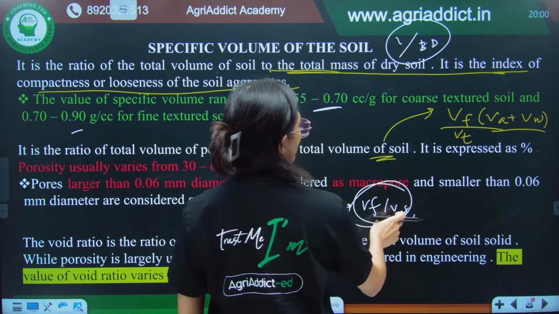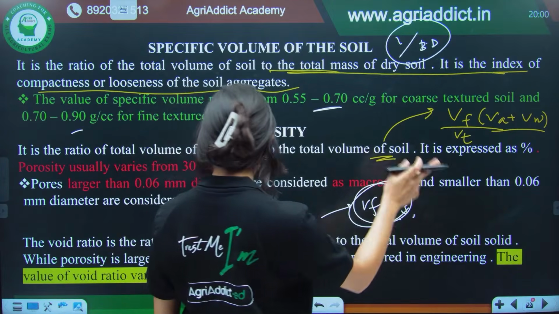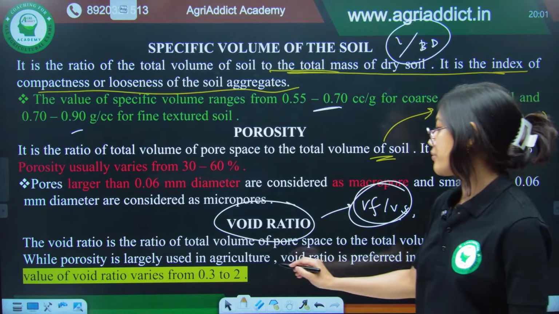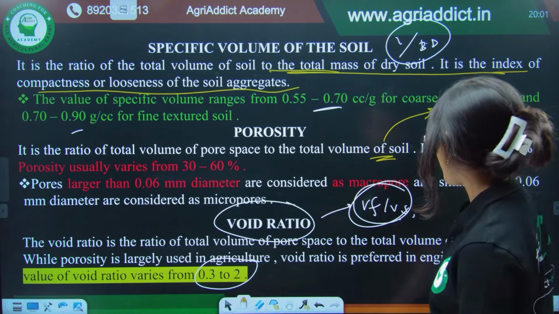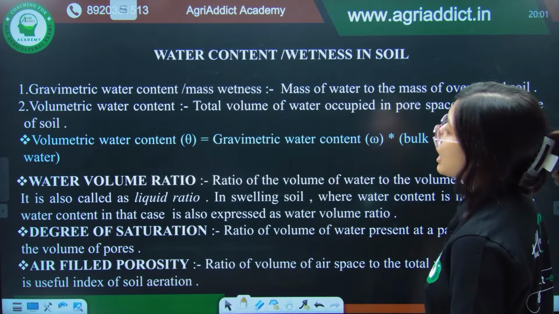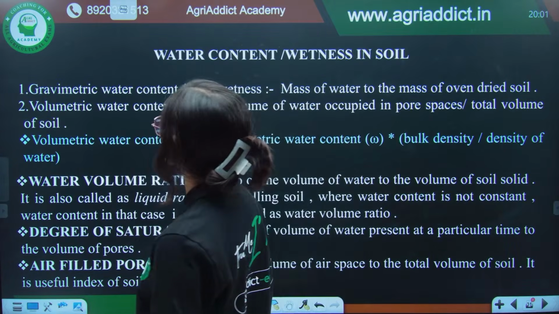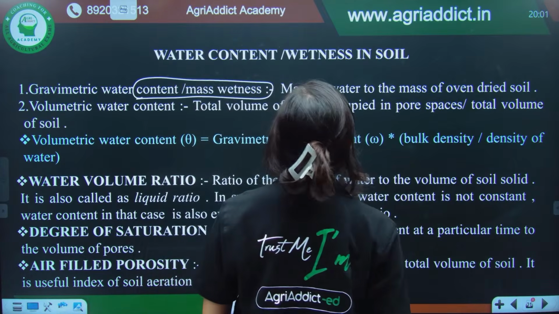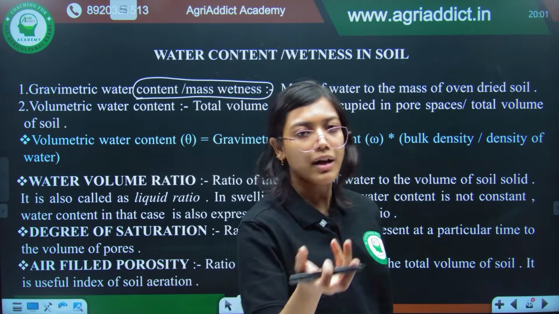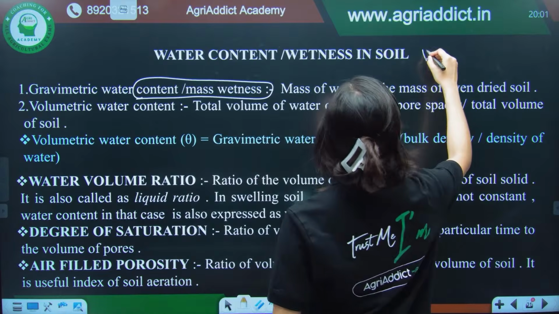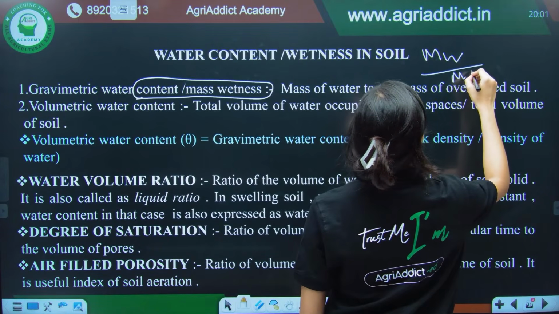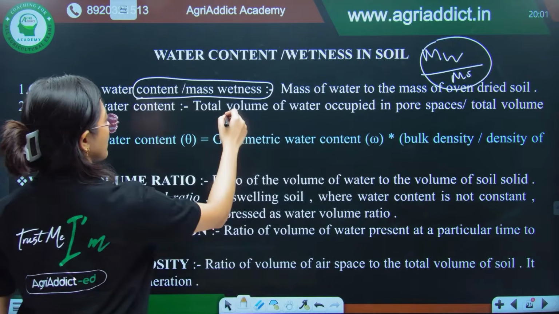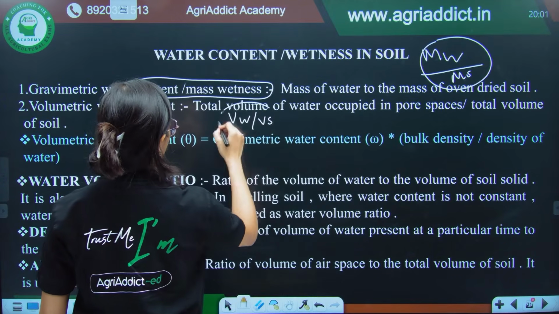Here we are considering solid, and in case of porosity we had considered the total volume of soil. It is more important from an agricultural point of view, and it varies from 0.3 to 2. Now, this is the water content and the soil wetness. So, we will have gravimetric water content or mass wetness of our soil. Whenever we are calculating the mass wetness, we will calculate the mass of water divided by the mass of soil solid, and whenever we are calculating the volumetric water content, it will be the volume of water divided by the volume of the soil.